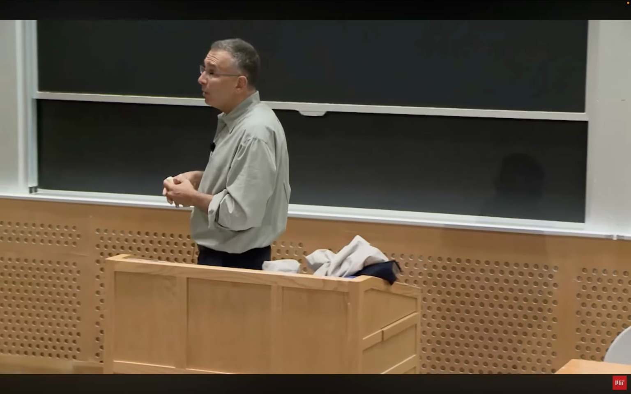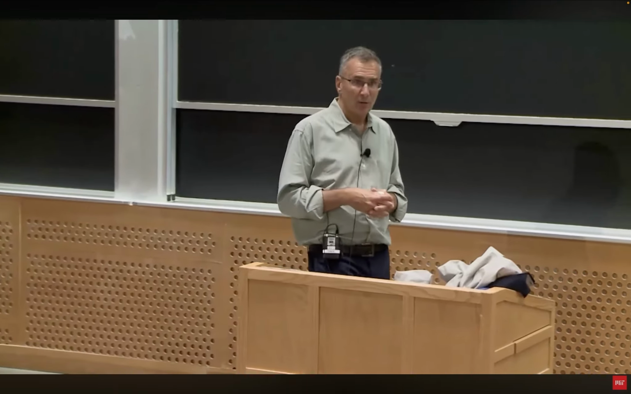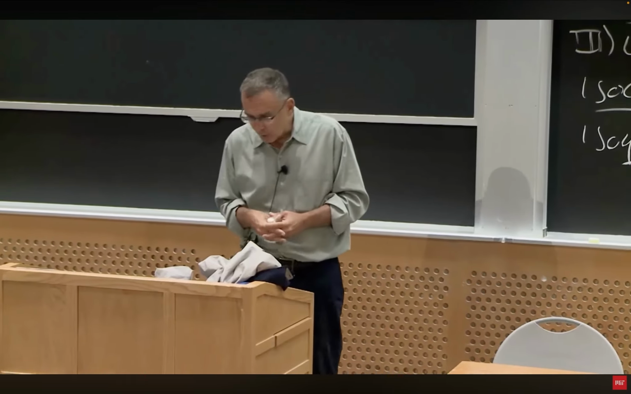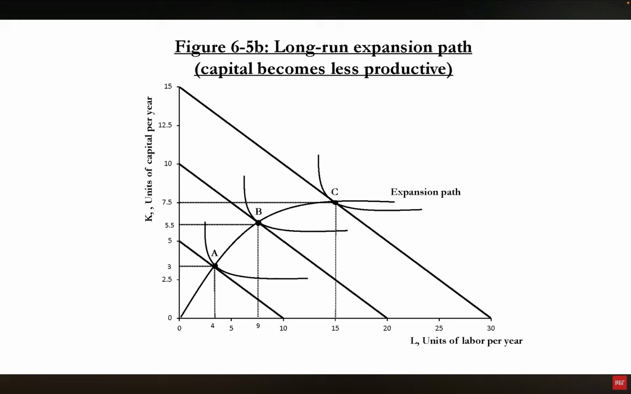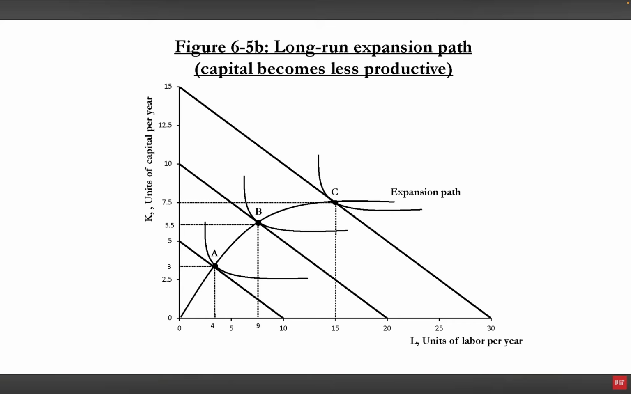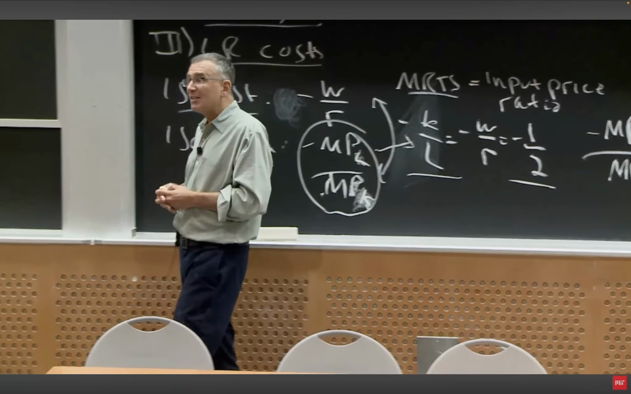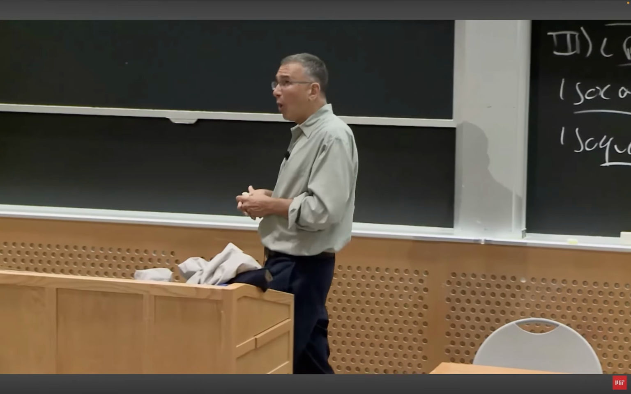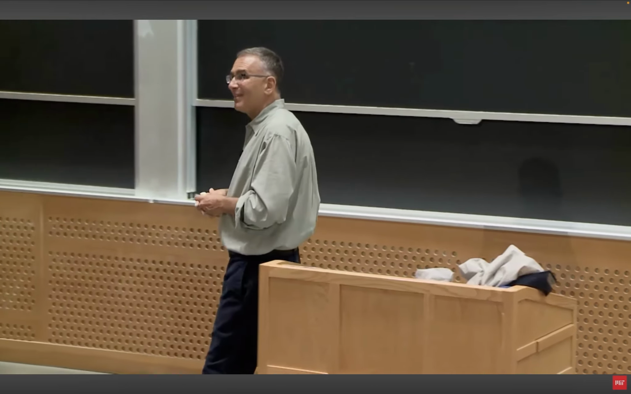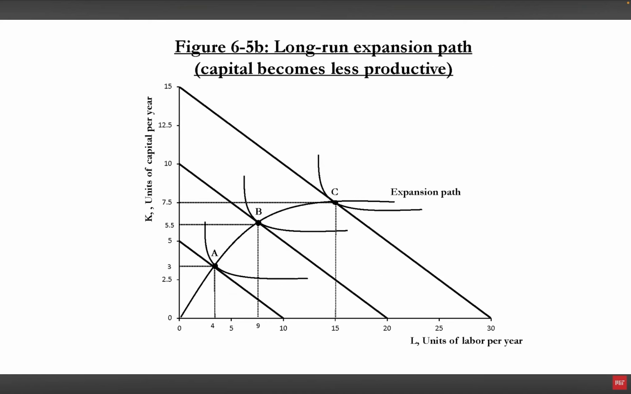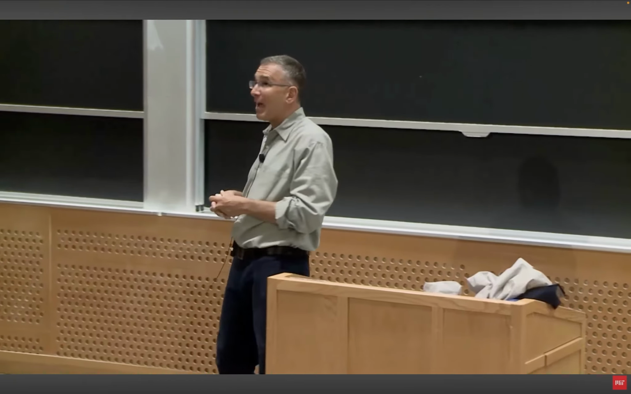Now, in this example, the long-run expansion path is linear, but it doesn't have to be. For example, consider figure 6.5b. This is a long-run expansion path where capital is becoming less productive as you produce more. In 6.5a, no matter how much you produce, you always want to use half as much capital as labor. That ratio never changes. In 6.5b, it does change. That means it's a different production function. I haven't written down the underlying production function for 6.5b, but it's different. The isocosts are the same: labor is always half the price of capital.